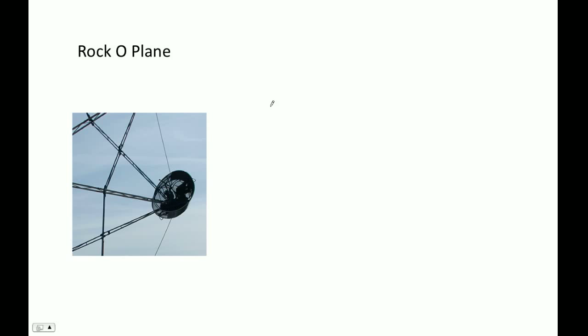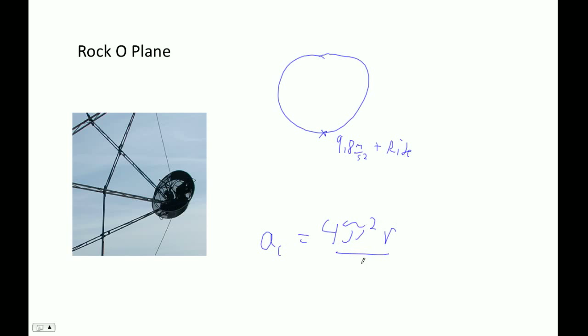The Rocco plane is a serious vertical circle problem, right? On this thing, at the bottom here, you're going to feel 9.8 meters per second squared. You're going to feel 1g plus whatever the ride is doing. You can figure out the acceleration of the ride. That should be 4 pi squared r over t squared.